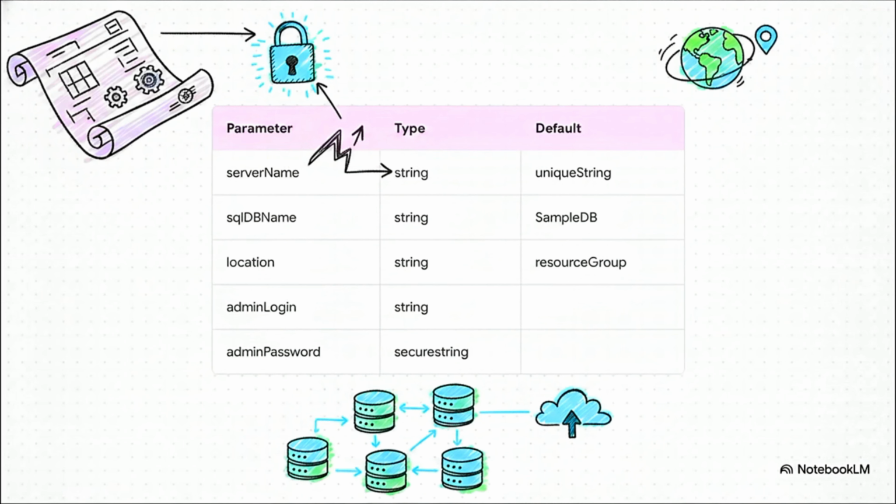You've got sqlDBName, which defaults to sampleDB, and the location pulling from your resource group, and crucially, the administratorLogin and administratorLoginPassword. Notice in your lab that the password parameter uses a type called secure string. That is absolutely essential to ensure your sensitive credentials aren't accidentally exposed in the deployment logs.